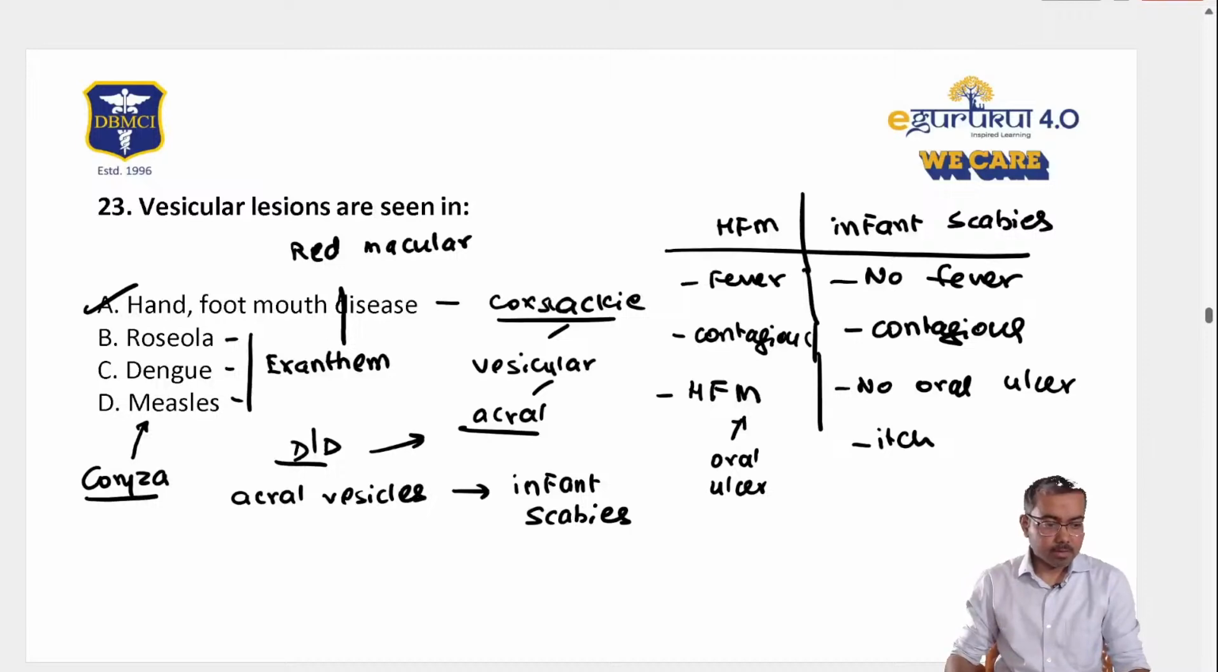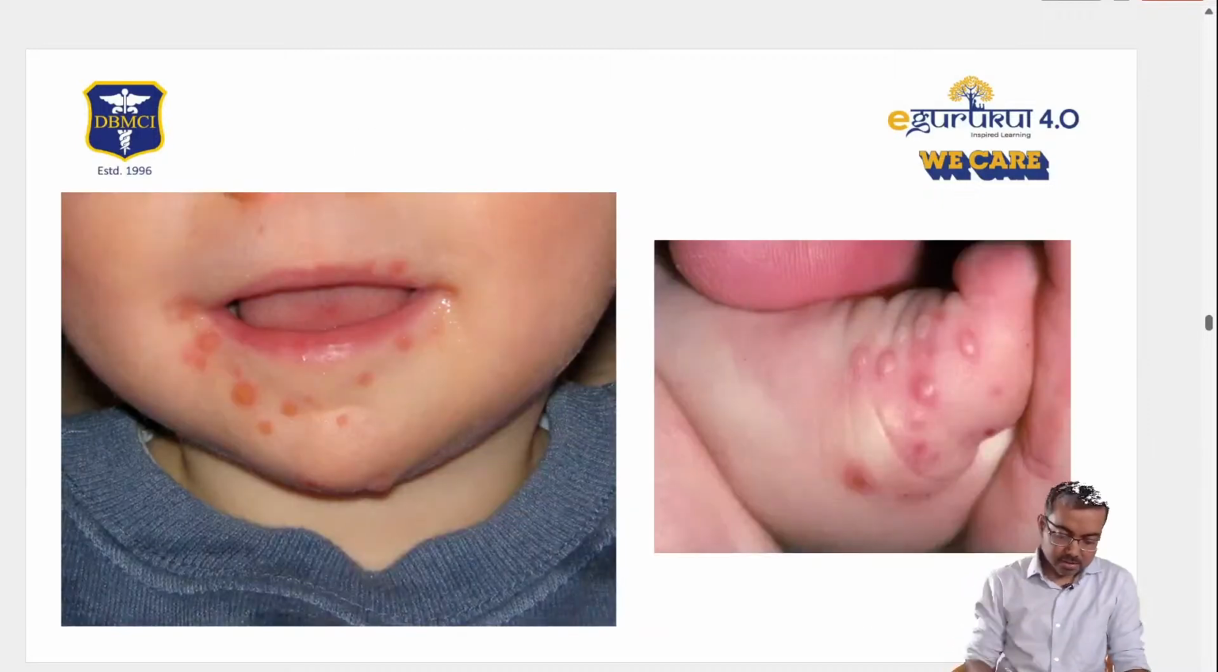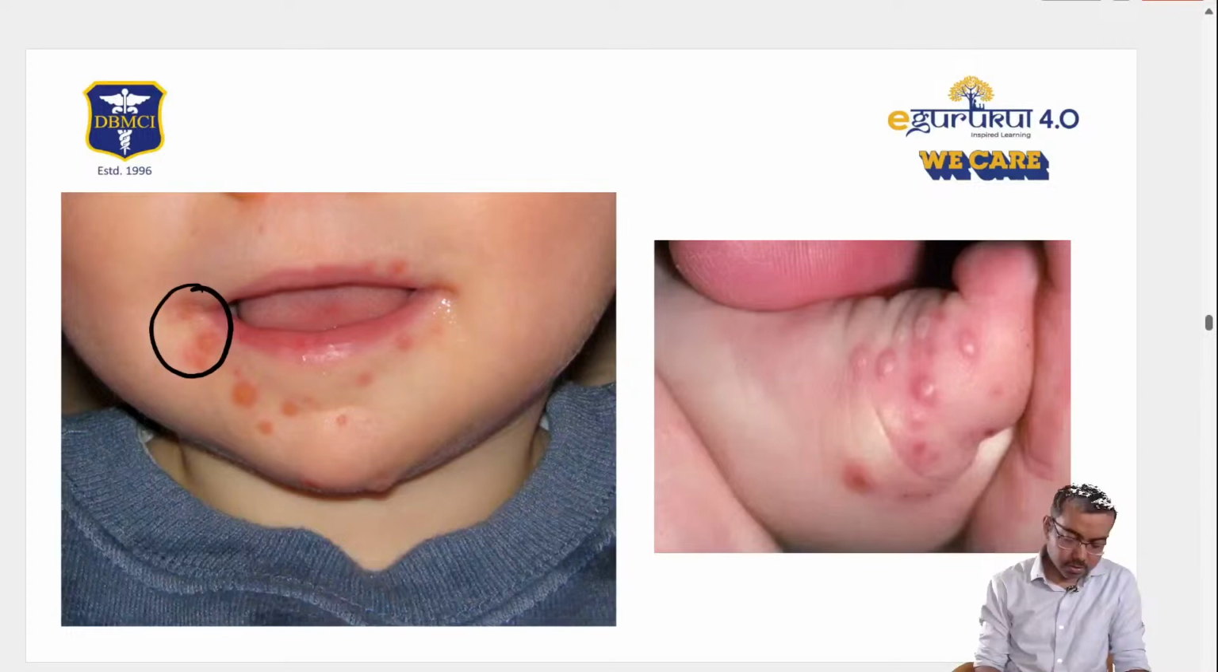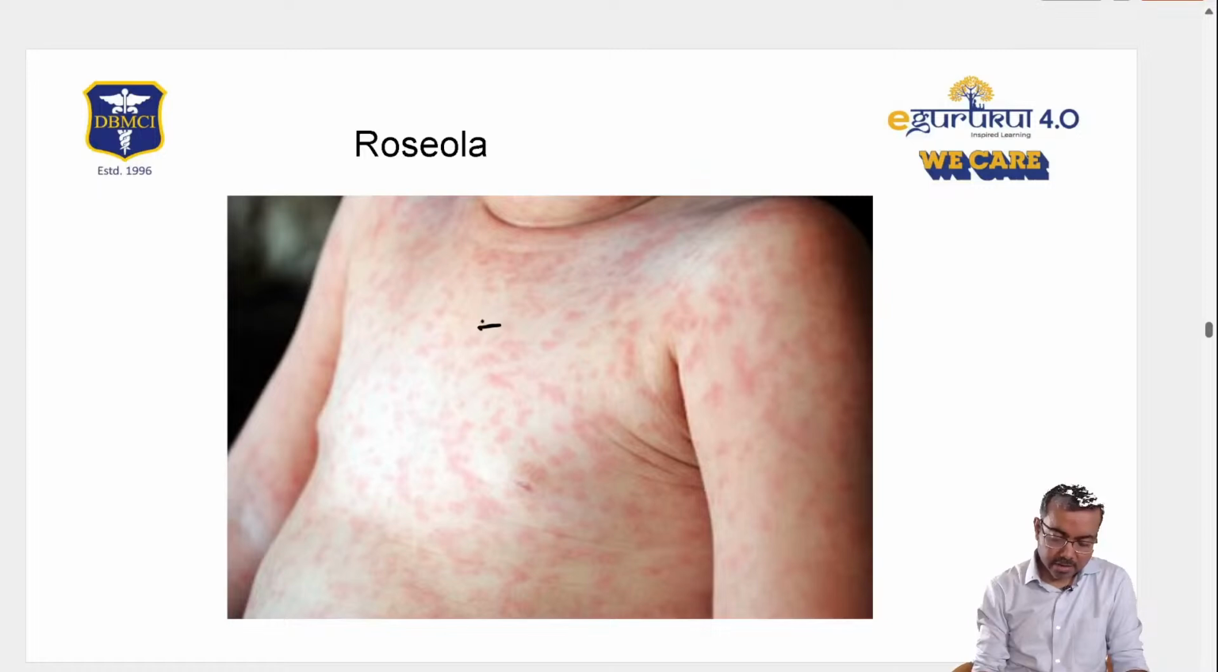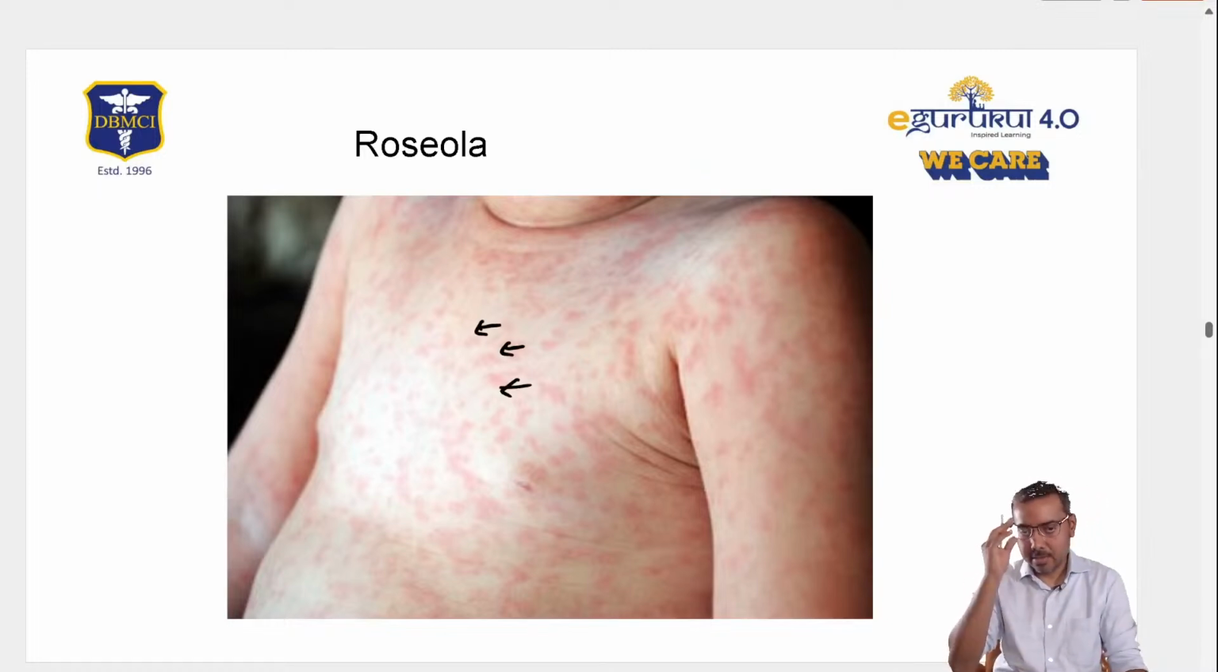Clear? Right? Just to show you, this is hand, foot, mouth. Can you see the mouth? Inside the tongue as well. You can see the vesicular eruption on the acral areas. Hand, foot, mouth, usually in children, self-limiting disease with Coxsackie. Again, can you see the red rashes? The exanthem, this is called exanthem. Okay, it's again a self-limiting viral exanthem.